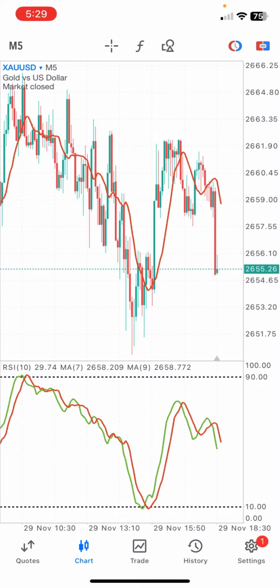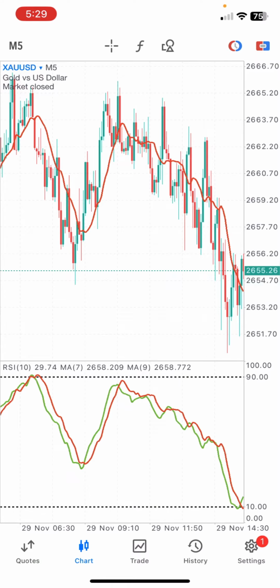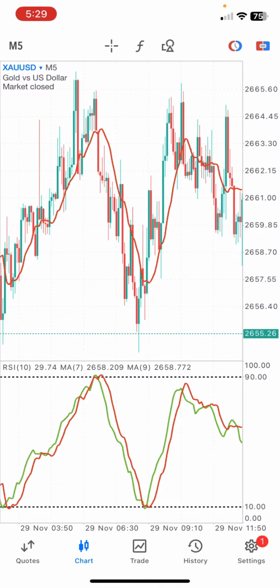Now the first thing we want to do is make sure that we head into our indicator window, we set it up, and then the next thing we do is learn how to make use of the strategy.